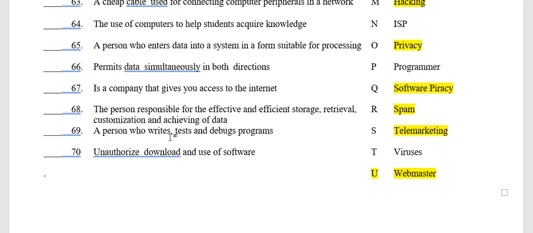A person who writes, tests and debugs programs, so he must be a programmer. It is a company that provides you access to the internet. That's an ISP, Internet Service Provider.